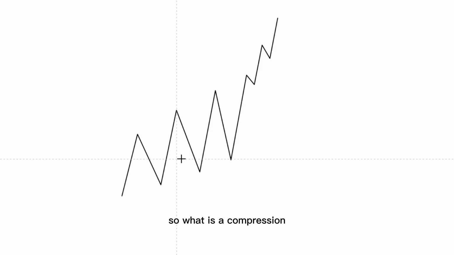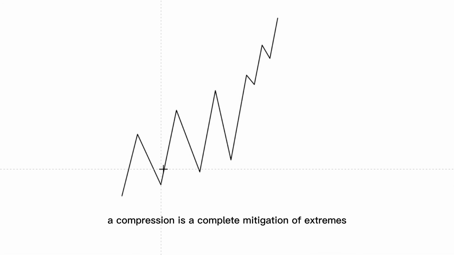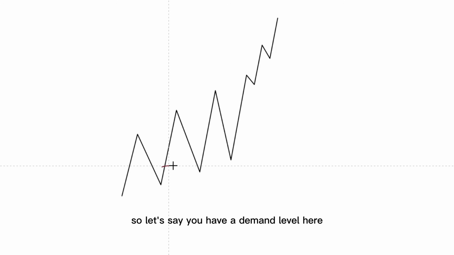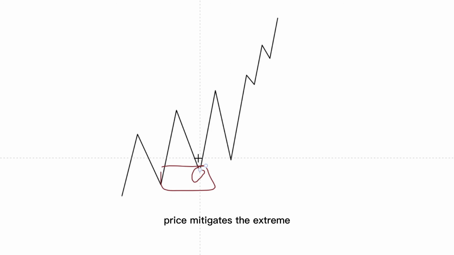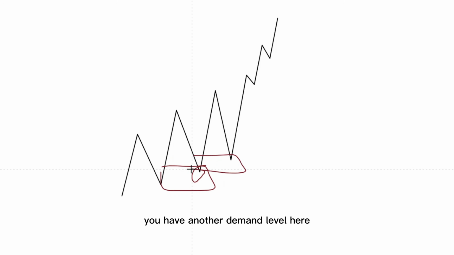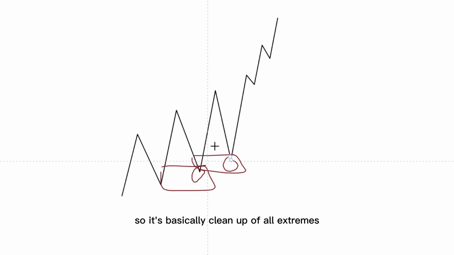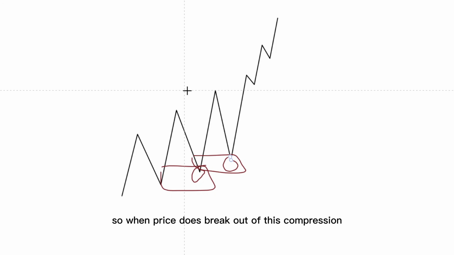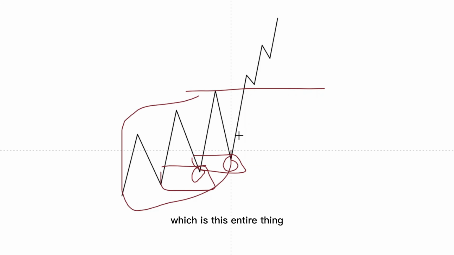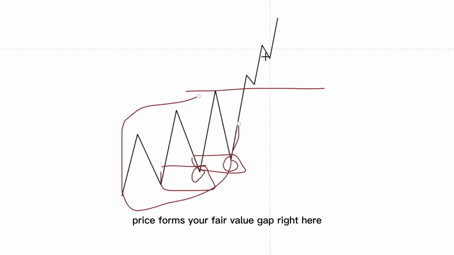So what is a compression? A compression is a complete mitigation of extremes. So let's say you have a demand level here, price mitigates the extreme. You have another demand level here, price mitigates it. So it's basically a cleanup of all extremes. So when price does break out of this compression, which is this entire thing, price forms your fair value gap right here.